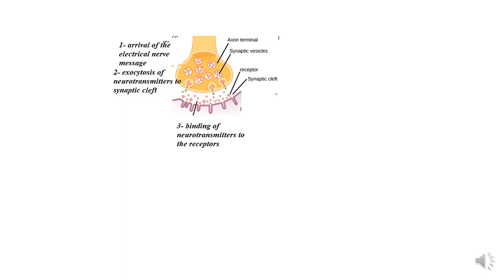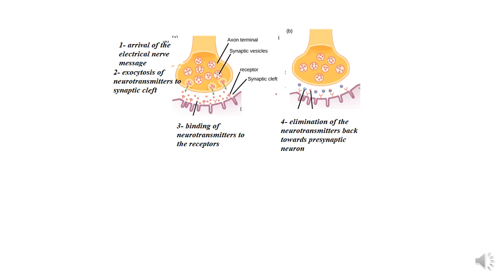So the steps are the arrival of the electrical nerve message, exocytosis of the neurotransmitters into the synaptic cleft, binding of the neurotransmitters to the receptors, and at last the elimination of the neurotransmitters back towards the presynaptic neuron.